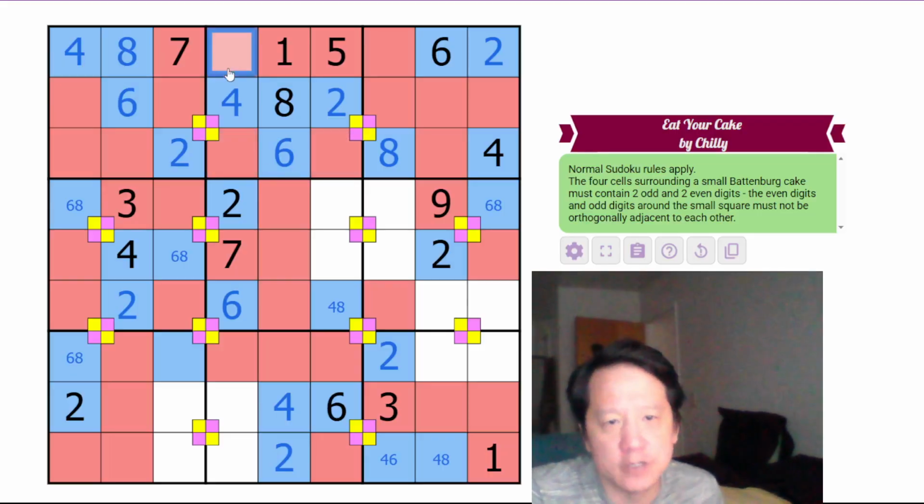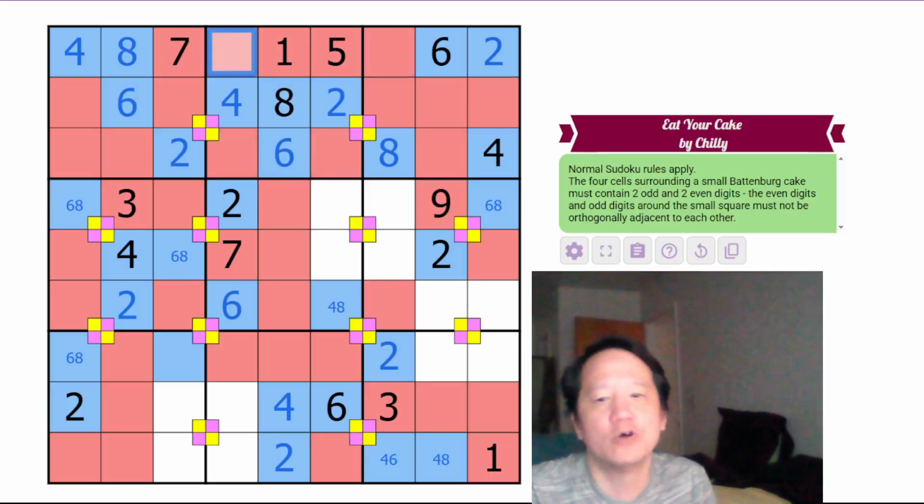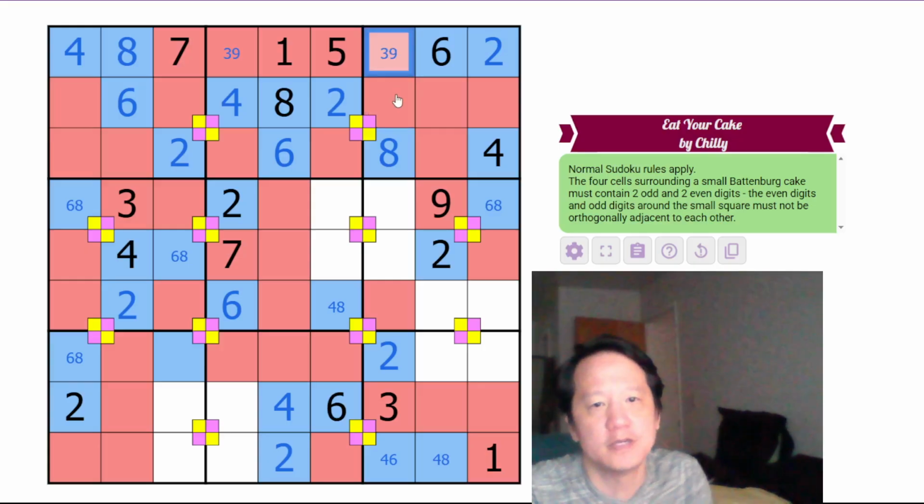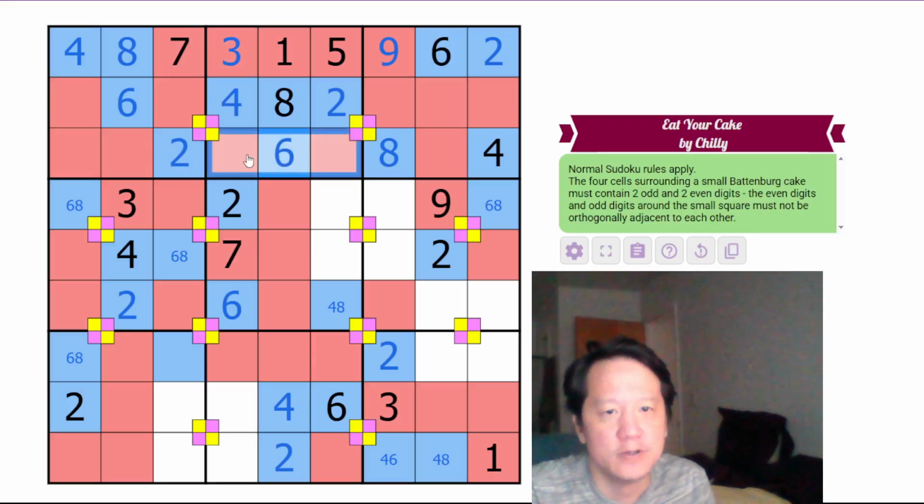Remaining digits of row 1 are 3 and 9. This can't be 3 because of 3 in the column, so this is 9, that's 3. Remaining digits of this upper central box are 7 and 9, then. And this can't be 7 because of 7 in the column, so this is 9, that's 7.